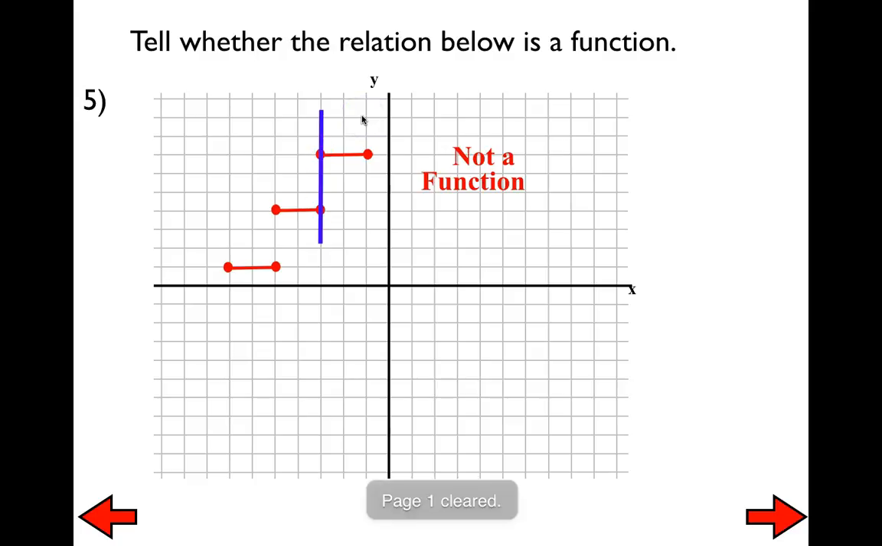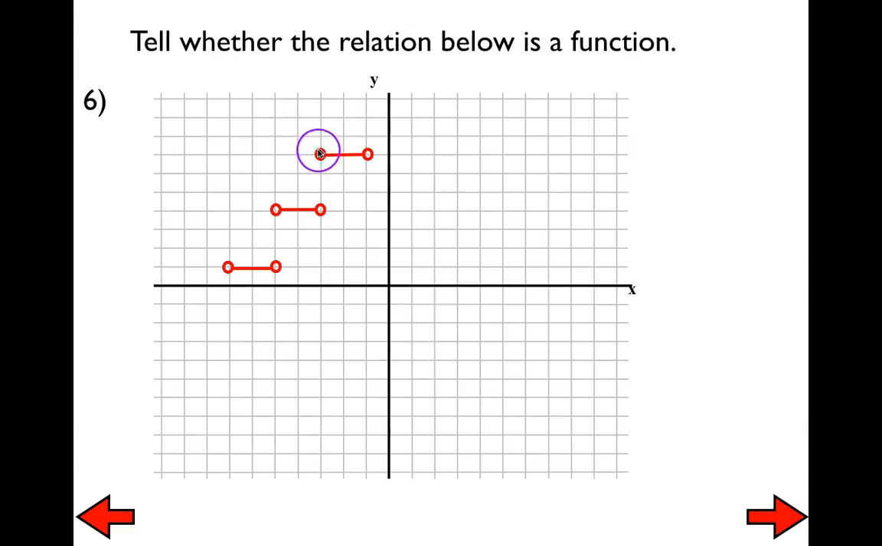Okay? Well, what about this one here, number 6? Is this a function? You may not have seen this before, but these open circles represent basically holes in the graph. So what do you think? Is it a function or is it not? If you said it is a function, you are correct. Because here, if I were to draw a vertical line, okay, it doesn't touch more than once because these open holes represent a hole. So they're not included. So therefore, this one would be a function.